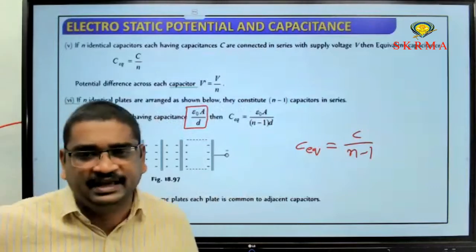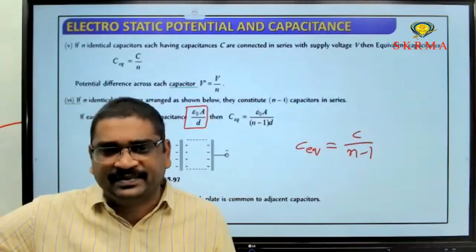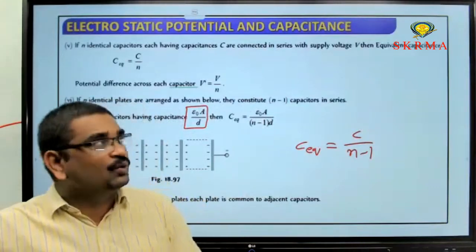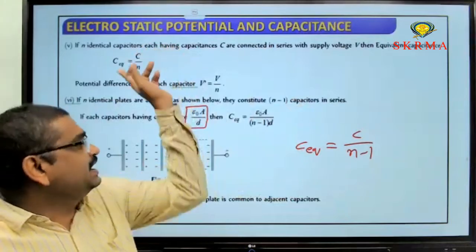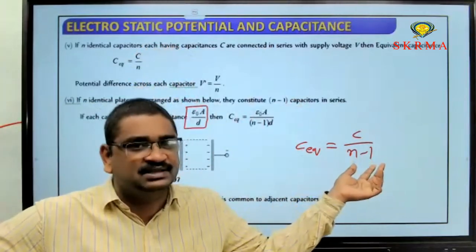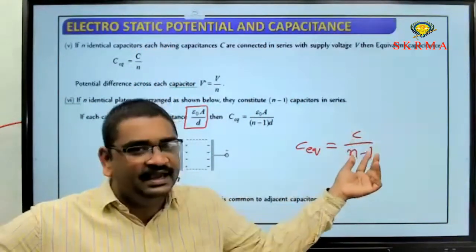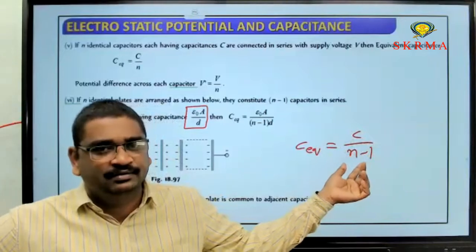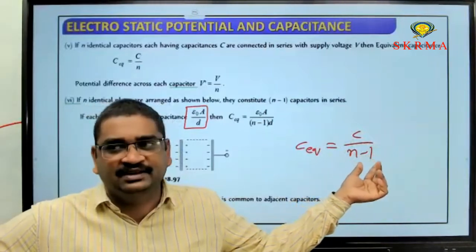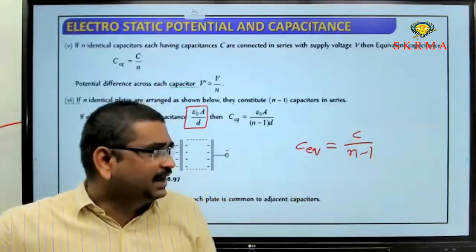In series connection, when equal capacitors are connected in series, what is the formula? C by n. Here n minus 1 capacitors are there, so that it is C by n minus 1.